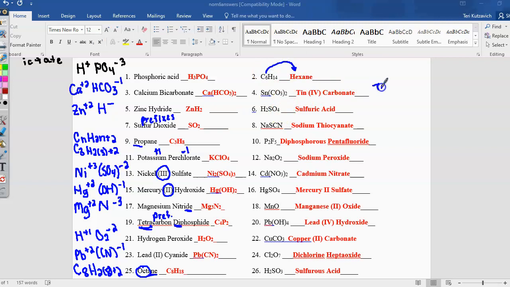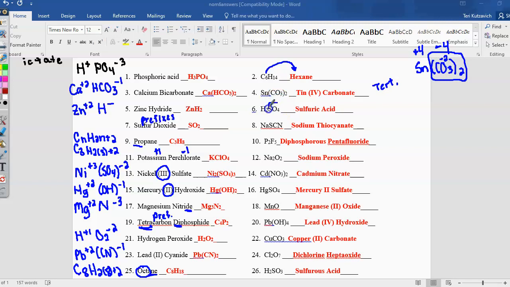This is a ternary. So all you do, you put your tin, and everything that comes after the tin has to be found on the polyatomic ion sheet, and it's carbonate. Tin needs a Roman numeral. So you have to go over here. Carbonate is -2, and you have 4 of them. You have 2 of them, I'm sorry. So that's -4, so tin had to be +4. So that's why it's tin Roman numeral 4 carbonate.